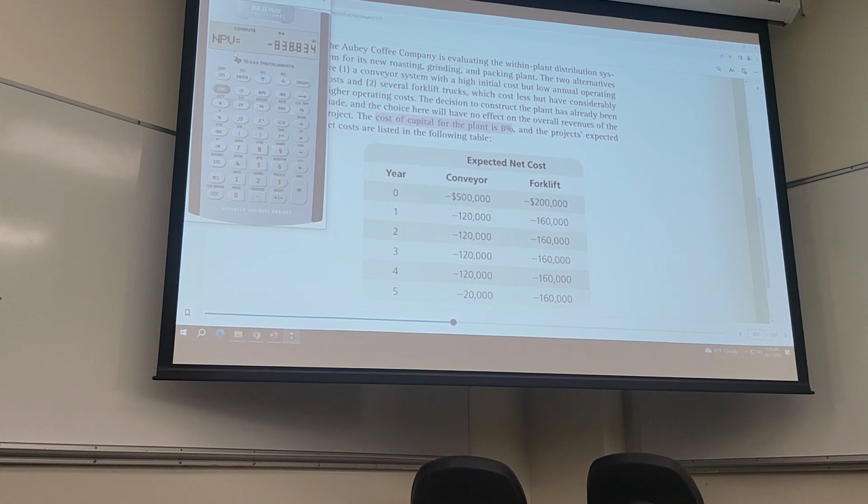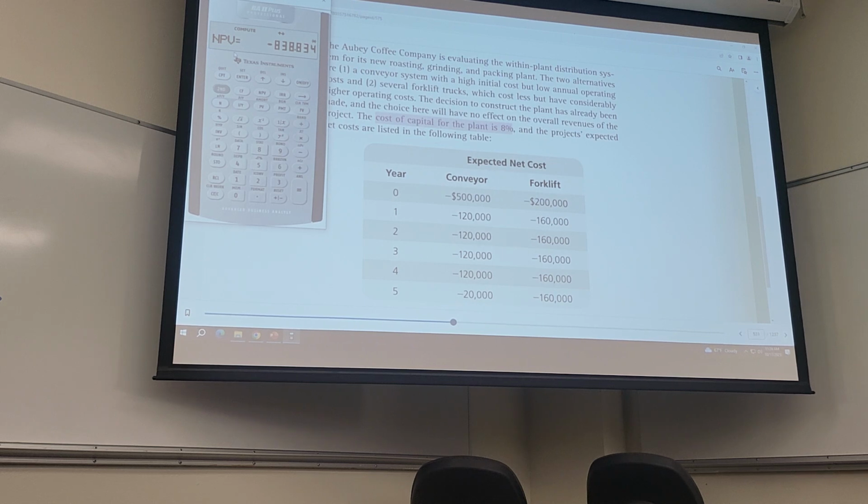Is there another way we could have done this problem? We could. We could do this analysis over here. We could take the difference in cash flows year by year. So let's see what that would look like. This goes on for 5 years. So I've got conveyor, $500,000, the forklift minus 200. I'm going to take the difference in those. That's going to be that delta or difference column. That's going to be minus 300 up front. The forklift is 300,000 more expensive up front, so negative 300.